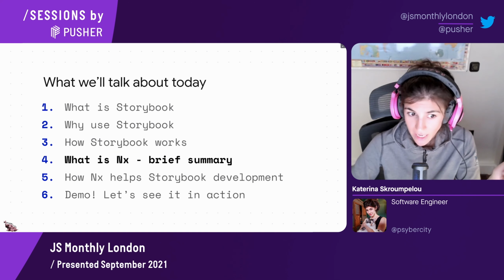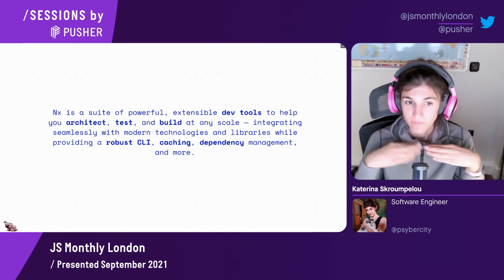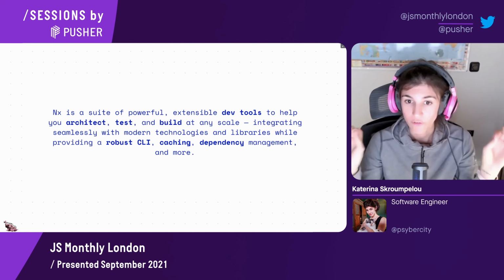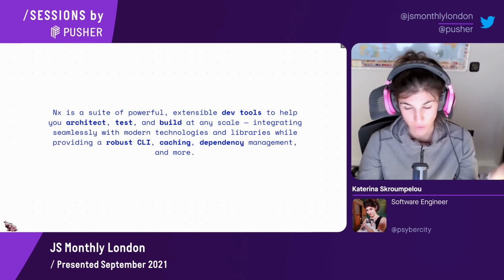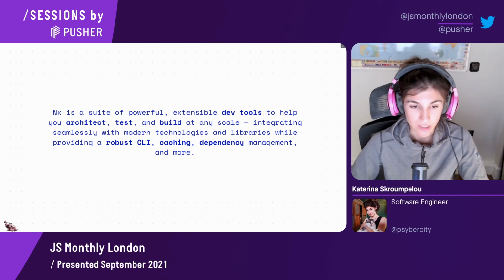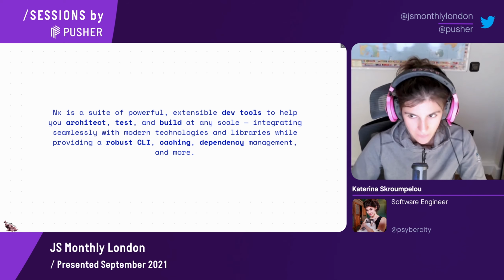So what is NX that I've been talking about on and on? NX is an open source tool, first of all, and it's a suite of powerful, extensible dev tools to help you architect, test, and build at any scale, integrating seamlessly with modern technologies and libraries, while providing a robust CLI, caching, dependency management, and more. So what does this mean?